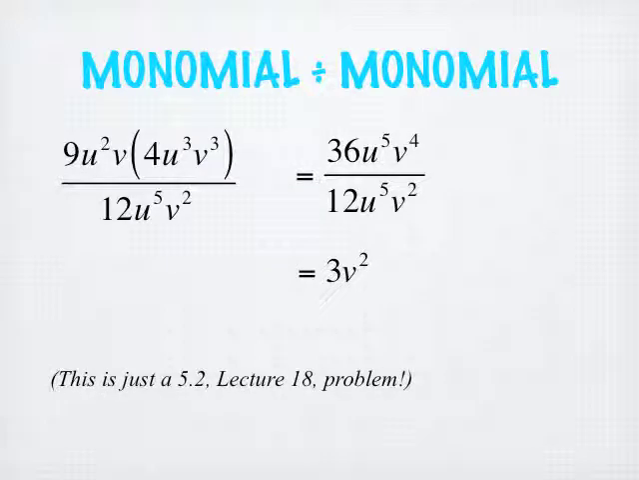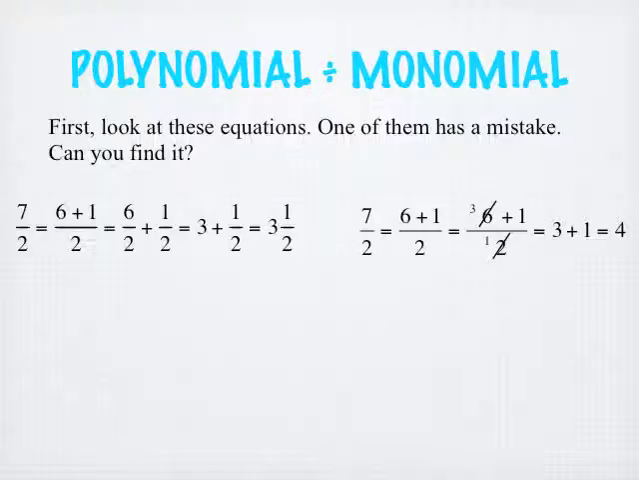So this is really just a lecture 18 problem. All we're doing is using our rules of exponents. Let's look at one that's a little more involved. But first of all, I want you to see if you can find the mistake in one of these equations. If you're having a hard time seeing it, let's see which one must have the mistake. Is 7/2 the same as 3/2? Yeah, it is. So hopefully the first one's right. Is 7/2 the same as 4? No. So let's look and see if we can find the mistake in this second equation.